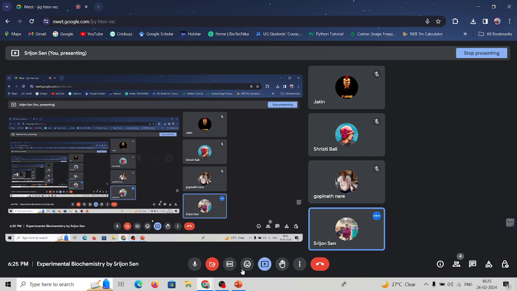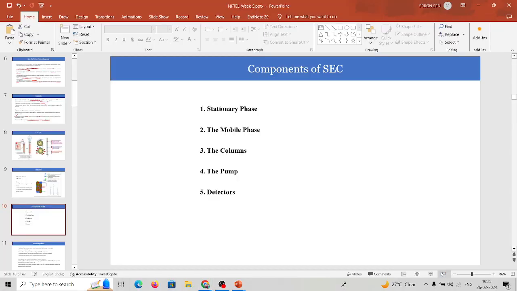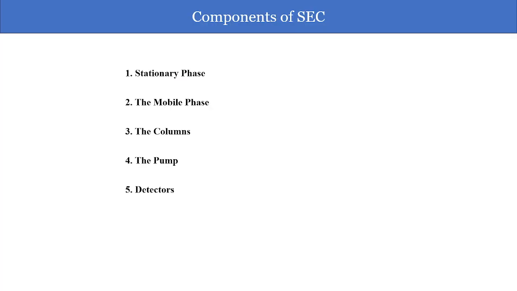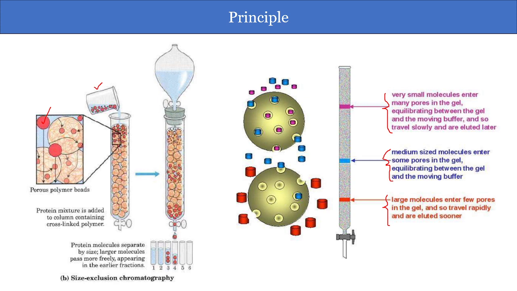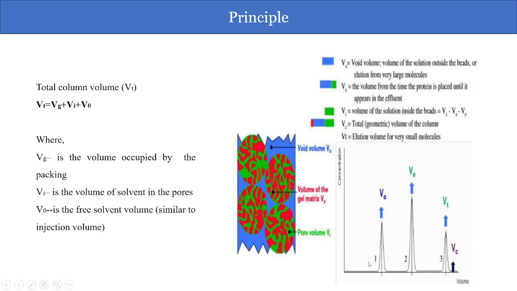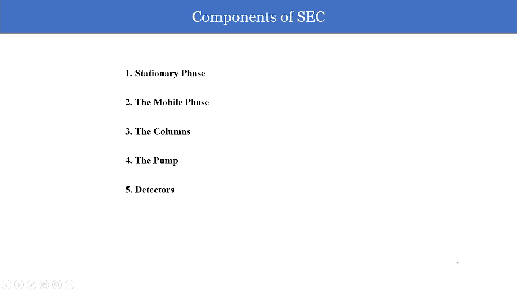Yeah, good. Okay. So the different components of size exclusion chromatography include your stationary phase, which you can call the beads or the pockets. We have the mobile phase, where you have the protein in a particular buffer, the columns, and the pumps involved in the movement of that protein. And finally, your detectors, which measure and give you a graph. You get peaks like this, determined by the detector.